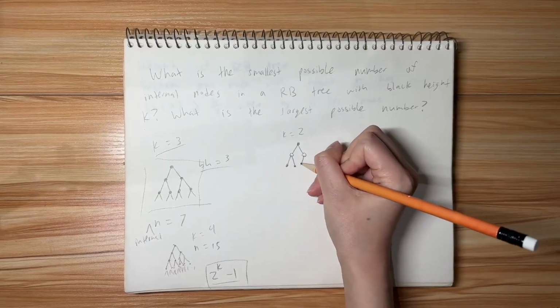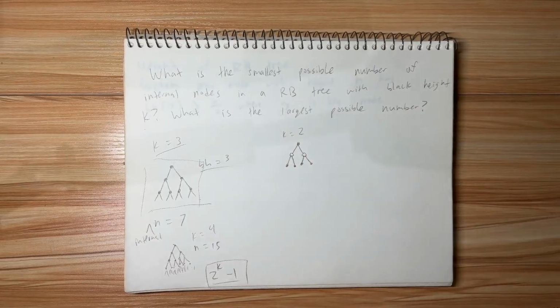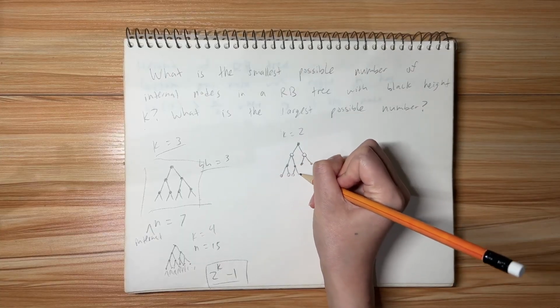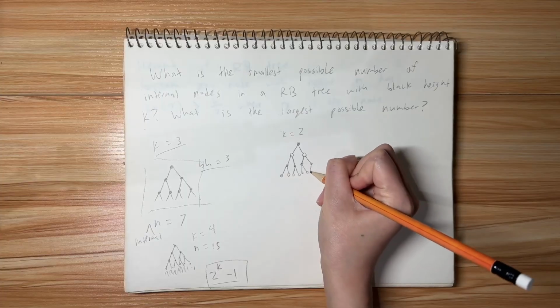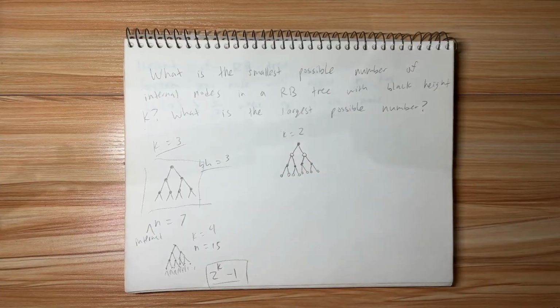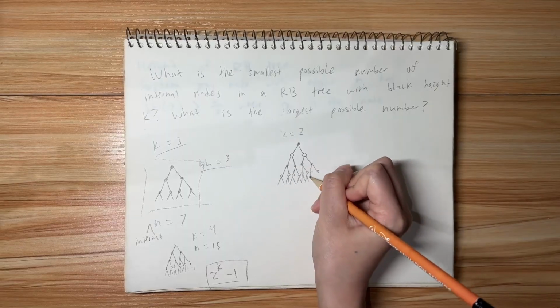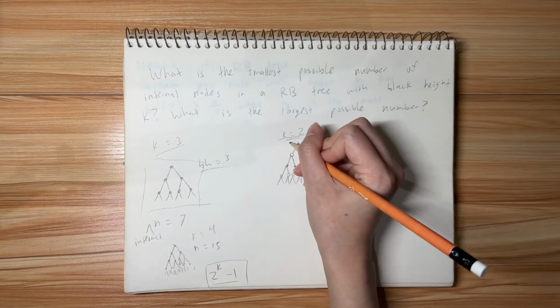Now we add two black children to each side, and then for each of these guys, their children are all red. And of course, don't forget to add the null black children. So this is k equals 2.